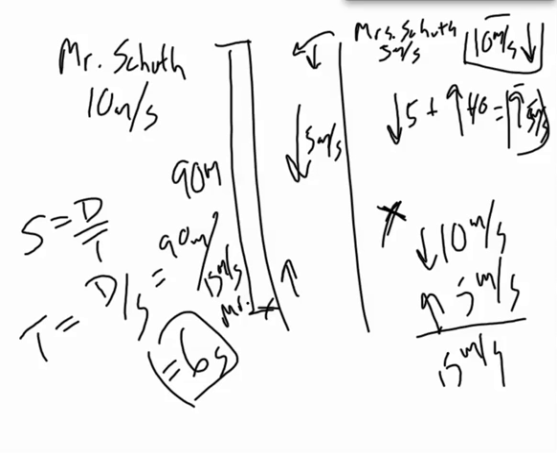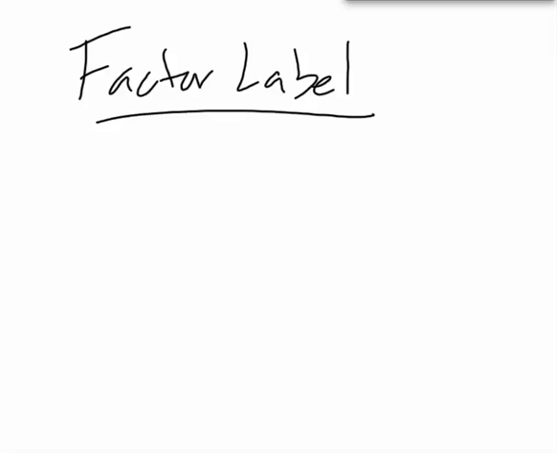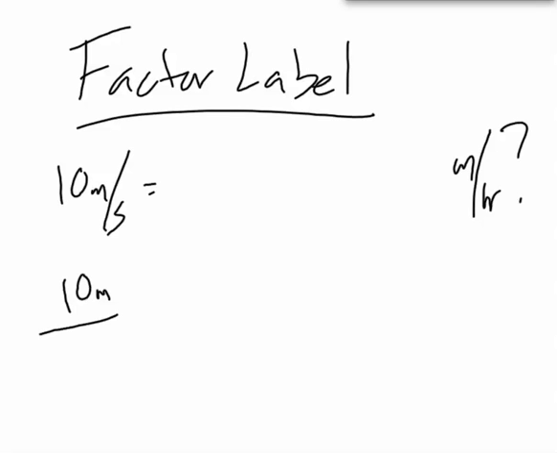Alright, now the thing that I didn't mention was all that factor label stuff. Factor label. I'm sure you've seen this before, in a math class. I'm going to assume that you can do it. So let's say that Mr. Schuth goes 10 meters per second. I wanted to know what is that in meters per hour. So what you need to realize is that 10 meters per second really does mean 10 meters over 1 second.